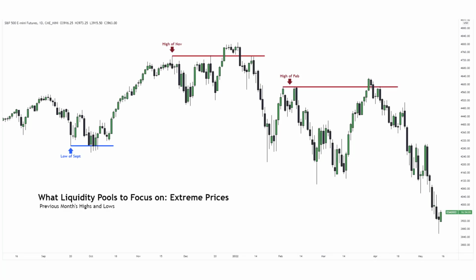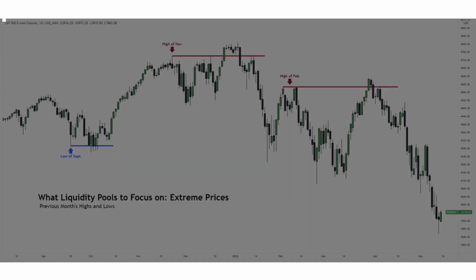So what liquidity pools to focus on? Okay, we're talking about extreme prices here. And extreme prices are when price breaks out of a trading range. Okay? Here, that's the most extreme prices. And the first liquidity pools that we want to focus on are previous month highs and previous month's lows.